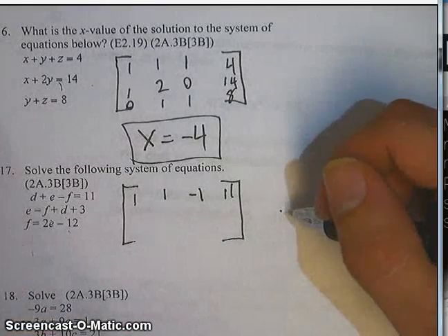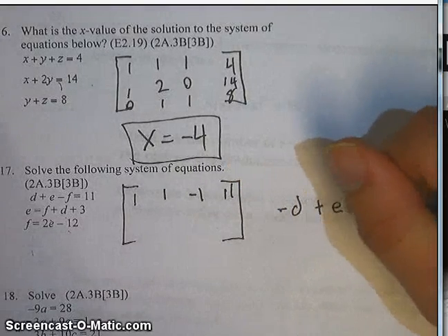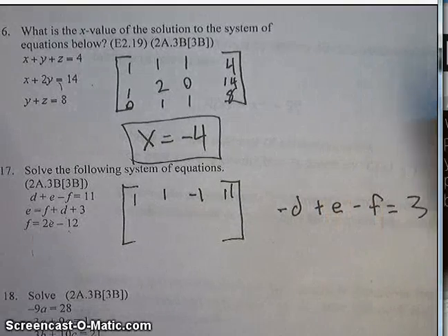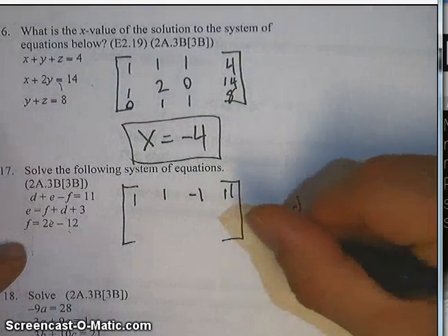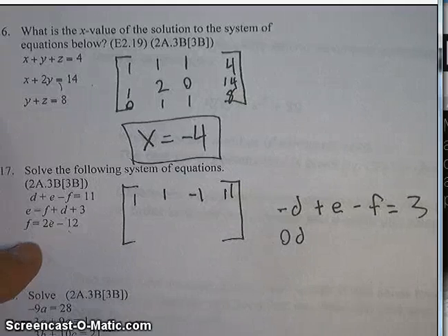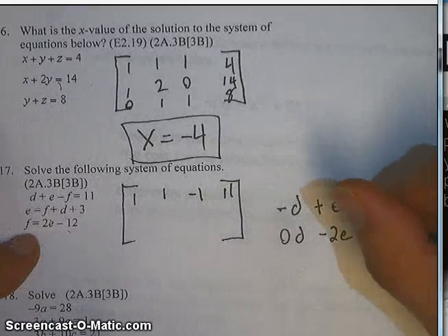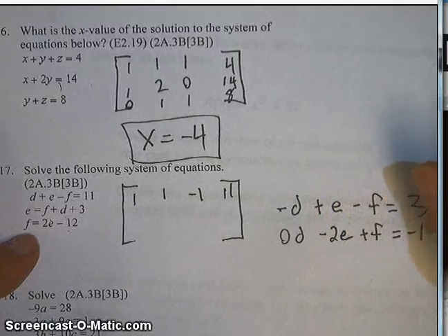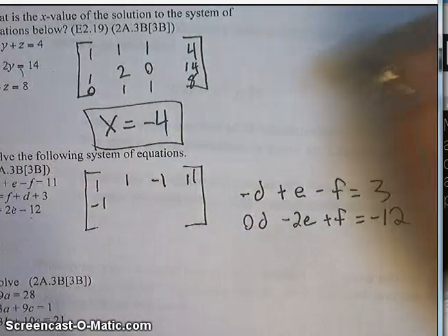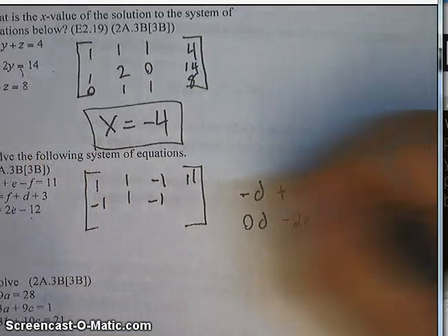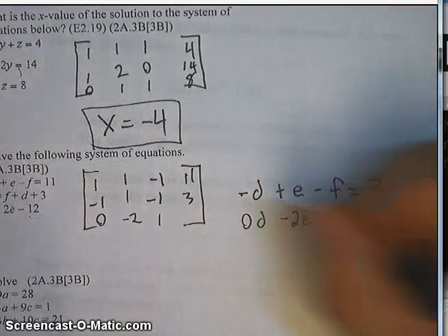So if I subtract that F and that D to the other side, that's going to be -D plus E minus F equals 3. And while I'm at it, I'm going to go ahead and do this equation as well. So there's no D's in this one, so it's 0D. I'm going to subtract the 2E to the other side, so negative 2E. And I've got the F, so plus F equals negative 12. So when I put that in my matrix, I'm going to make it negative 1, positive 1, negative 1, 3, 0, negative 2, 1, negative 12.